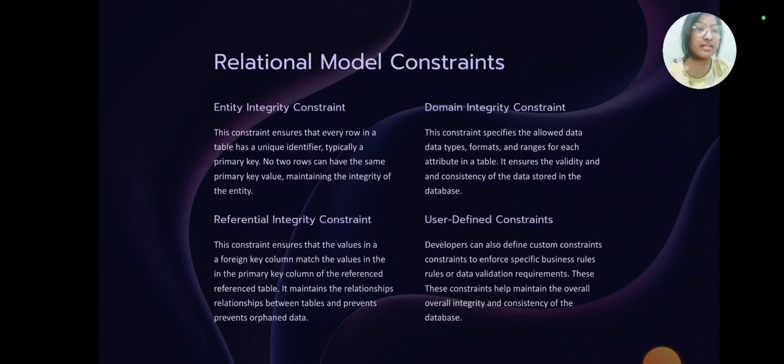It ensures the validity and consistency of the data stored in the database. Referential integrity constraint. These constraints ensure the value in the foreign key column matches the value in the primary key column of the referenced table. It maintains the relationship between tables and prevents orphaned data.